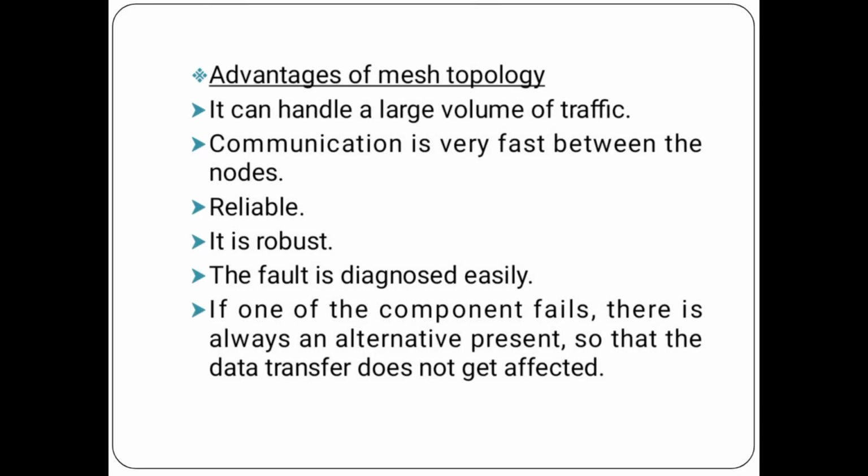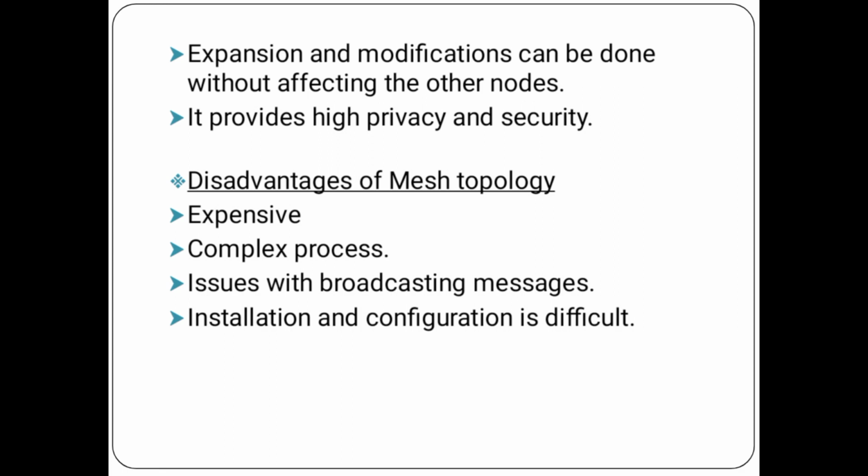Advantages of mesh topology. It can handle a large volume of traffic. Communication is very fast between the nodes, reliable, it is robust, and the fault is diagnosed easily. If one of the components fails, there is always an alternative present so that the data transfer does not get affected. Expansion and modifications can be done without affecting the other nodes. It provides high privacy and security.